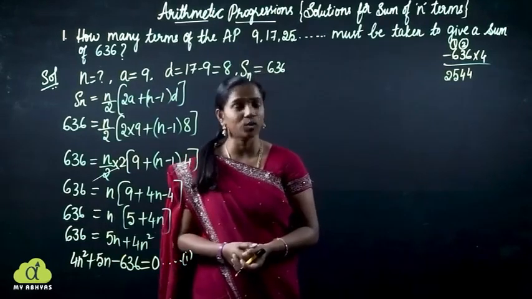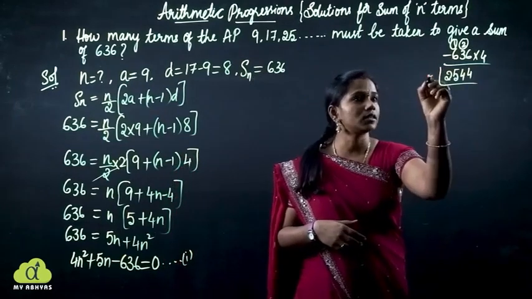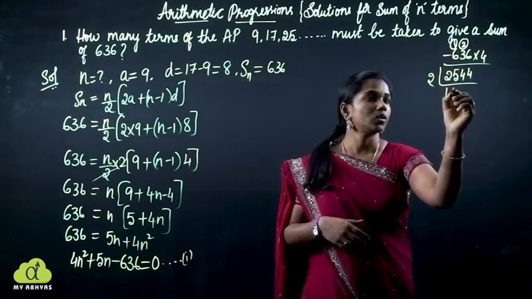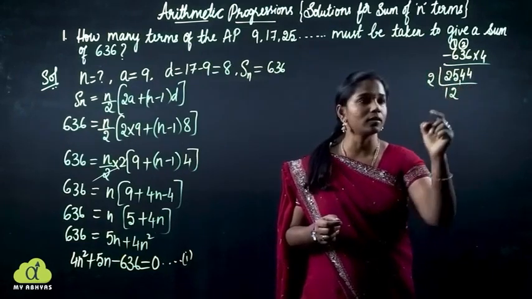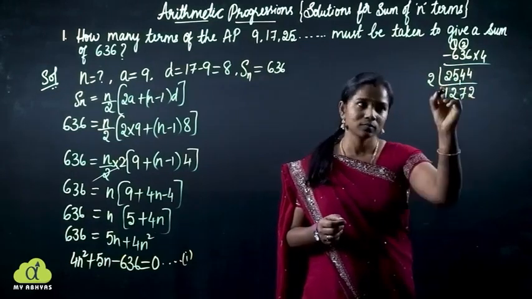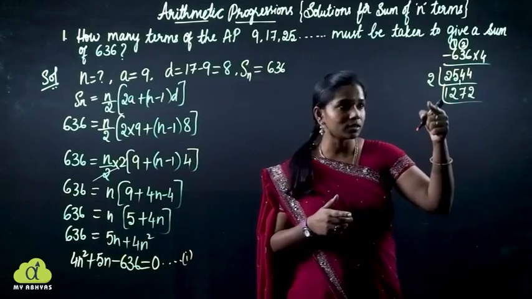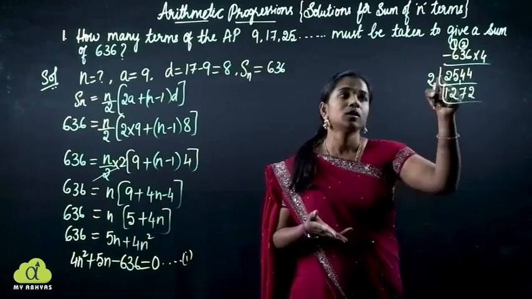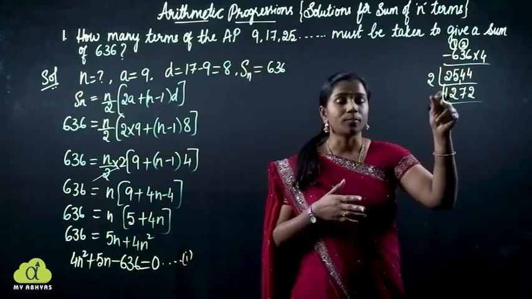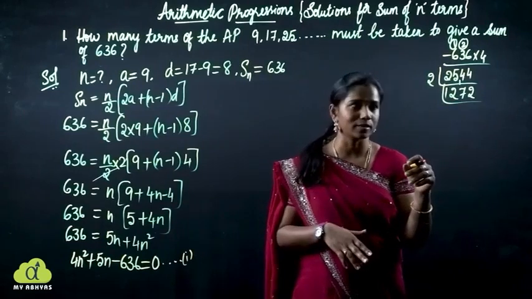2544 is a very big number which has to be resolved. No other go, we have to do it. So let us start resolving in this way. It is divided by 2. 2 1s are 2. Again 2 2s are 4, 1 remainder. 2 7s are 14. Again 2 2s are 4. Divide it again. Here what we are doing is just finding the factors of 2544. This is called the prime factorization method, which you learned in 6th or 7th standard classes.